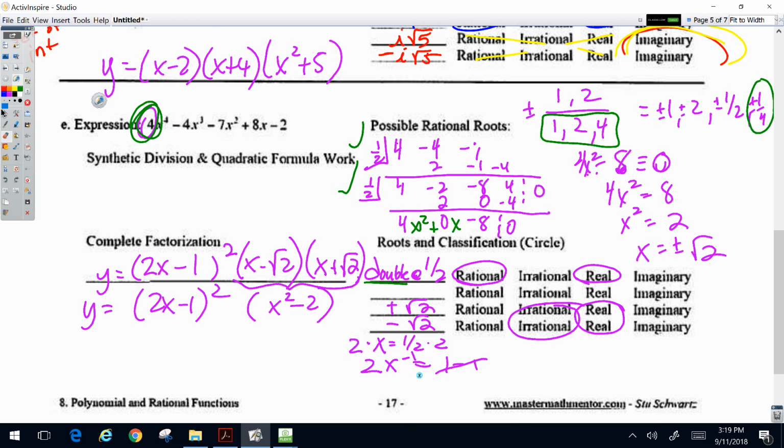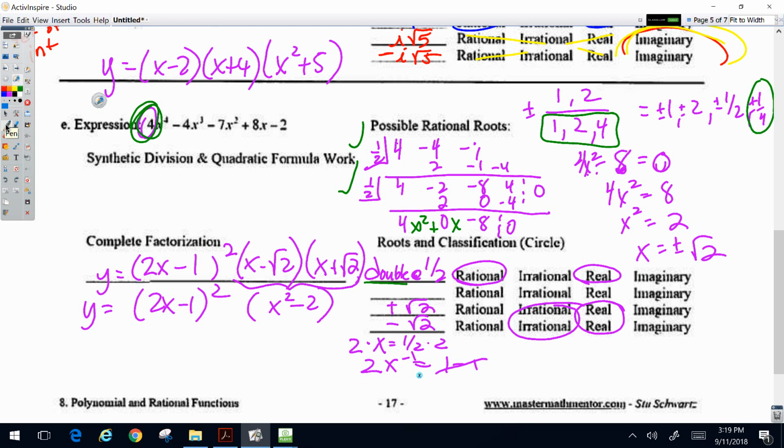So 1/2 is the only one that bounced? Yep, 1/2 was your only rational root. Out of all of those, out of all 8, positive 1/2 is the only one that works. Have to divide by it twice. And then when we solve, we get plus or minus root 2.